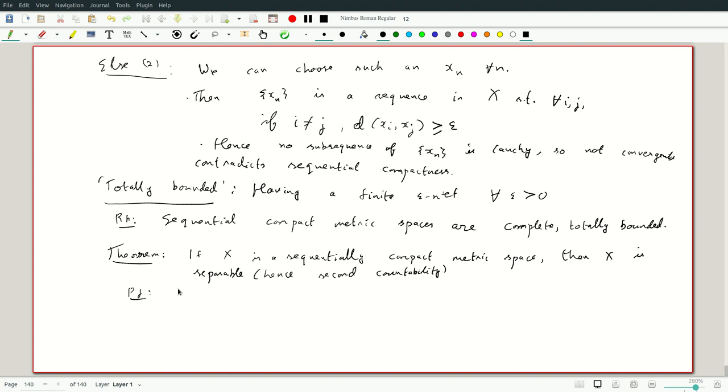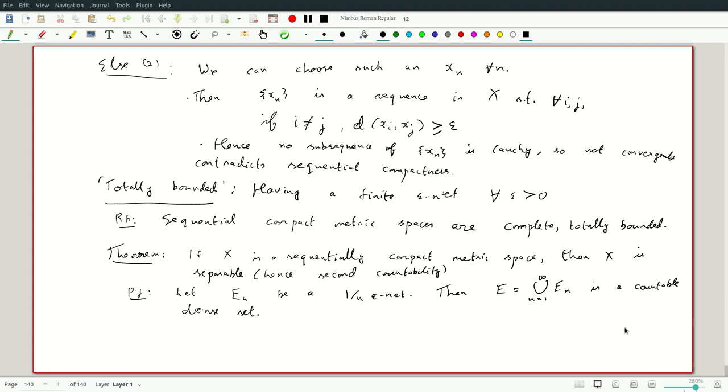Proof is just you let En be a 1 over n epsilon net. Then each of these En is finite. Okay, so then if I let E be the union n equals 1 to infinity of En, E is a countable, and it's very easy to see dense set.